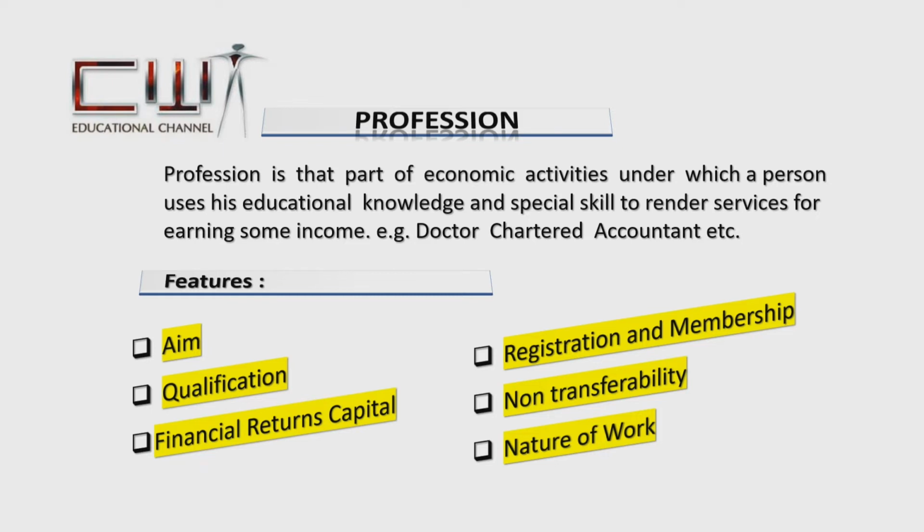The qualification which is required for a profession is his educational knowledge, which is very important. Unless a person has that minimum qualification, he will not be qualified to be a professional. Lawyers require a specific degree, doctors require a specific degree. So qualifications are required for any person to be known as a professional.